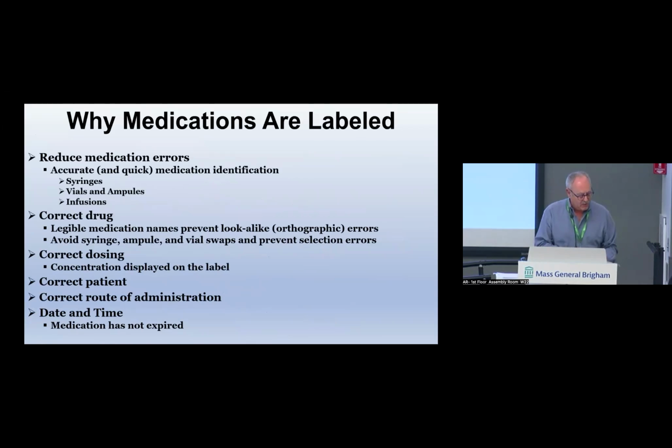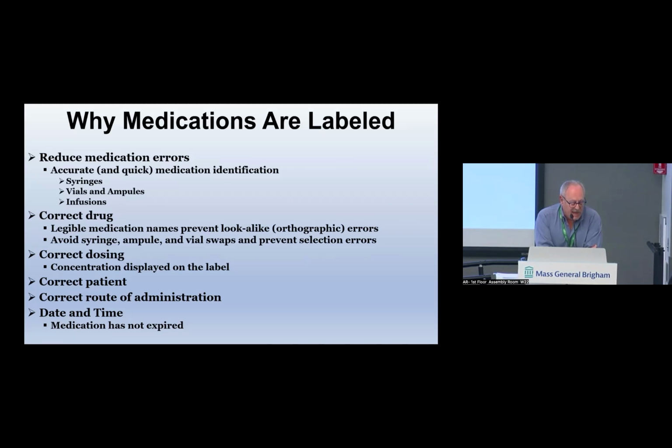So, why do we label medications? It serves several purposes. Its general role is to reduce the occurrence of medication errors. Although we know errors can still occur even when labeling is correct, it does not change the fact that labels, in my opinion, are a necessary and important part of the error reduction process.